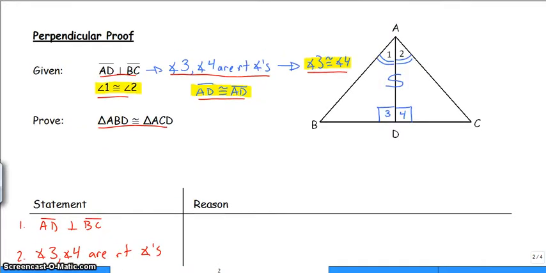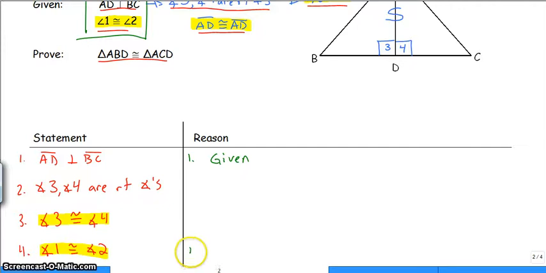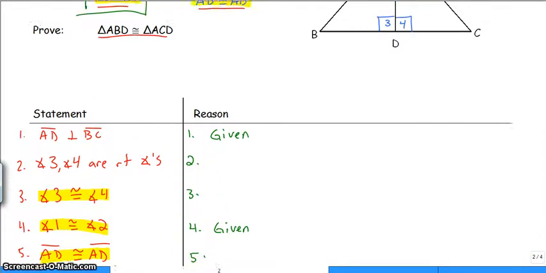And again, the next tricky part comes in writing our reasons. Anything that is given to us. Basically, these 2 things are given, so write the reason given. So segment AD perpendicular to segment BC, given. And angle 1 congruent to angle 2 is given. The rest, we have to come up with other reasons for. So for 2, 3, 5, and 6, start at the top.